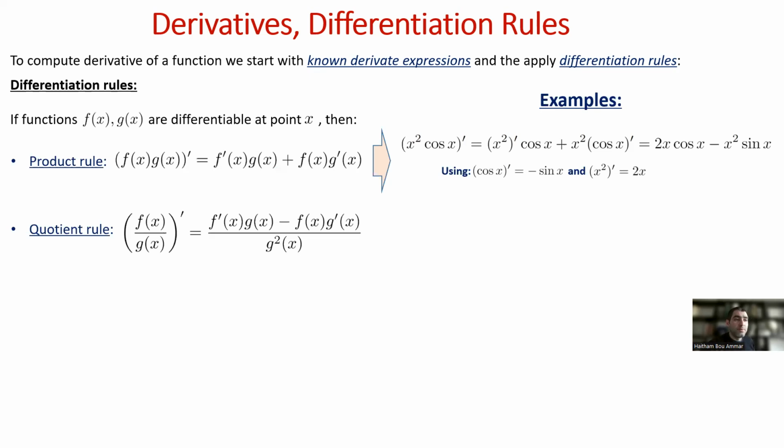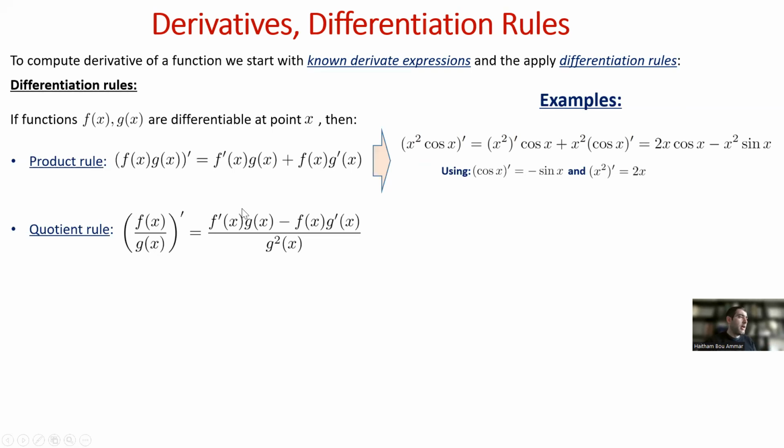Now, the second rule that's also used in order to compute the derivatives of the ratio of two functions is called the quotient rule. So assume that we have again two functions, f of x and g of x, that are differentiable at the point x, and we want to compute the derivative of the ratio of these two functions, f of x over g of x. Typically we assume that the point x at which we want to compute that derivative is not a point where g of x is equal to 0.